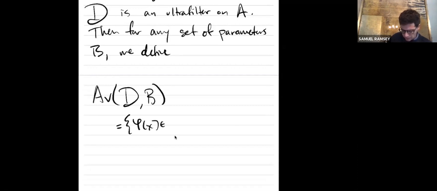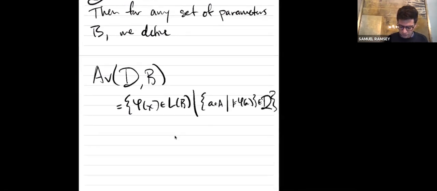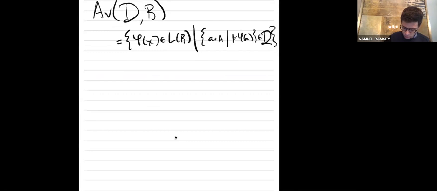in L of B. So these are formulas that can involve parameters in B, such that if I look at the set of a in A such that phi(a) is true, that's big with respect to the ultrafilter. So one intuition that you might have is you think about D as like a measure on the elements from A.